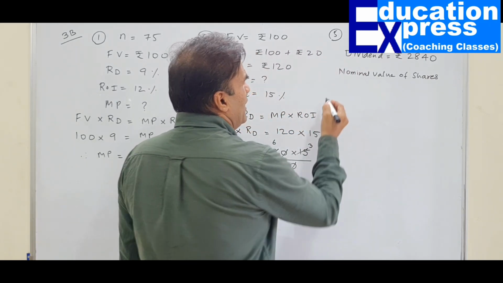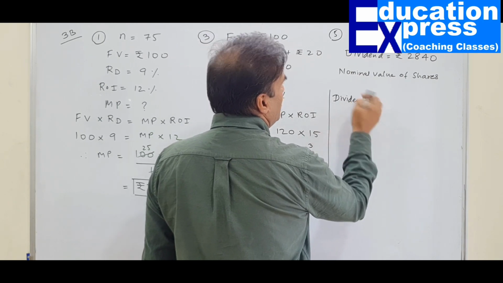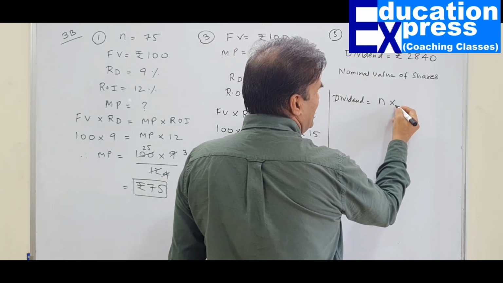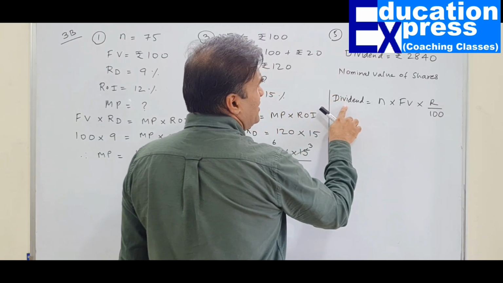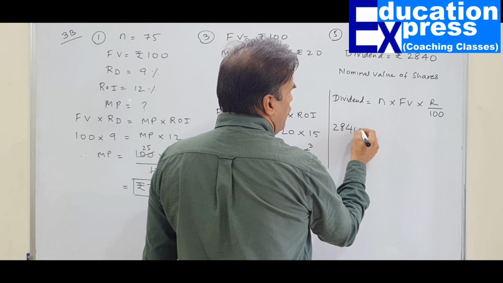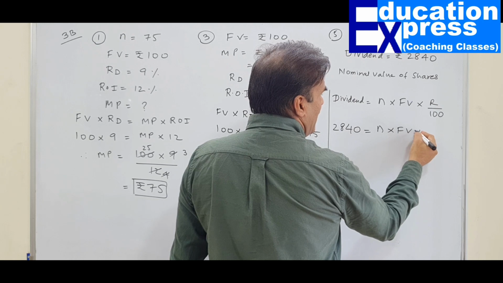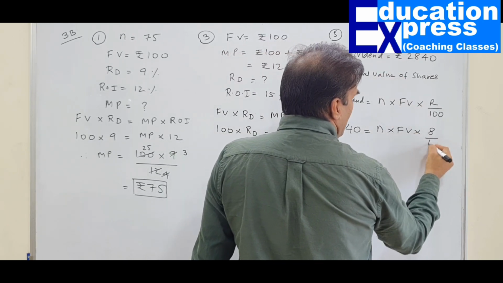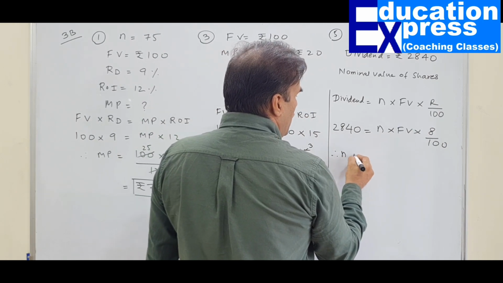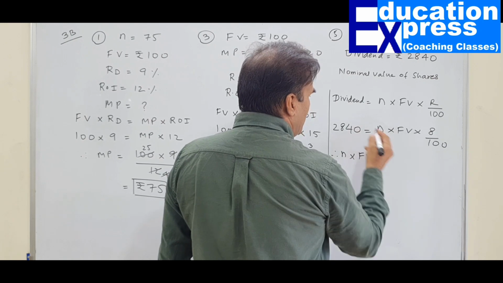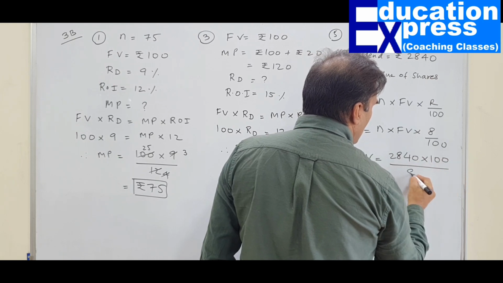How do we go about it? What is the formula for dividend? Because dividend is given to us in the question. Dividend is number of shares multiplied by face value multiplied by rate upon 100. How much is dividend? 2840. Number of shares not available, face value not available, rate is 8%, so 8 upon 100. Therefore, number of shares into face value is equal to 2840 multiplied by 100 upon 8.